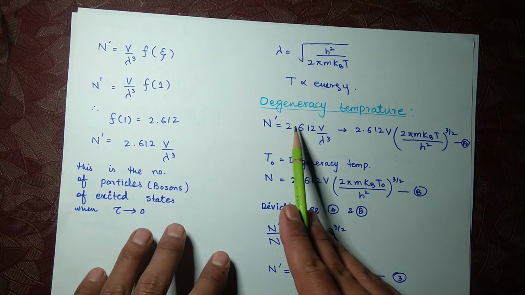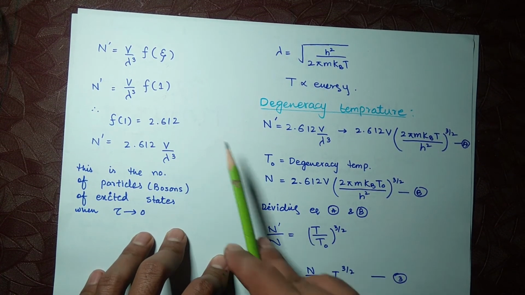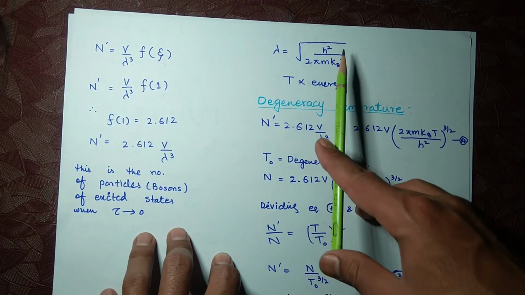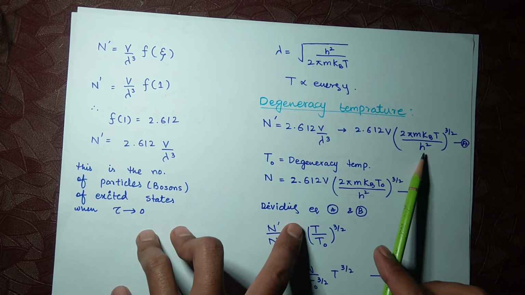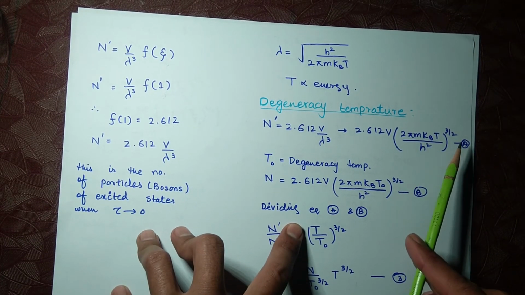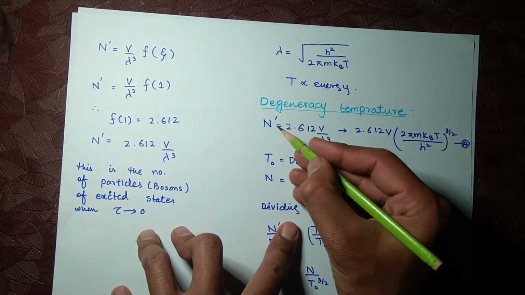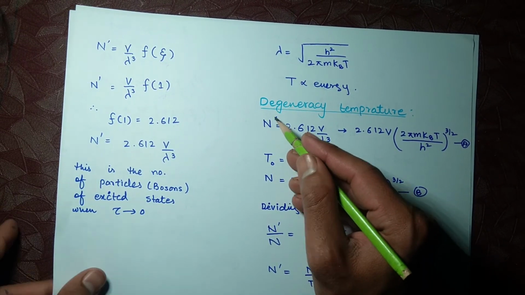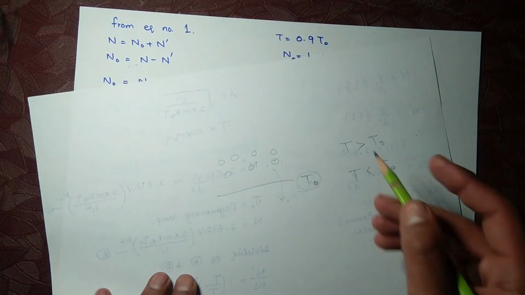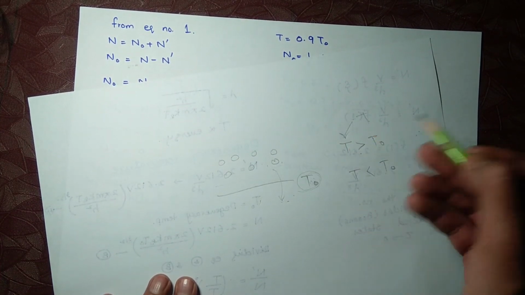So n prime is equal to 2.612 V over lambda cubed. We have derived this equation here. Putting the value of lambda from above, we form this equation. We named it equation number A, and let's see that for n prime, for any instant, the temperature is T, for any value.